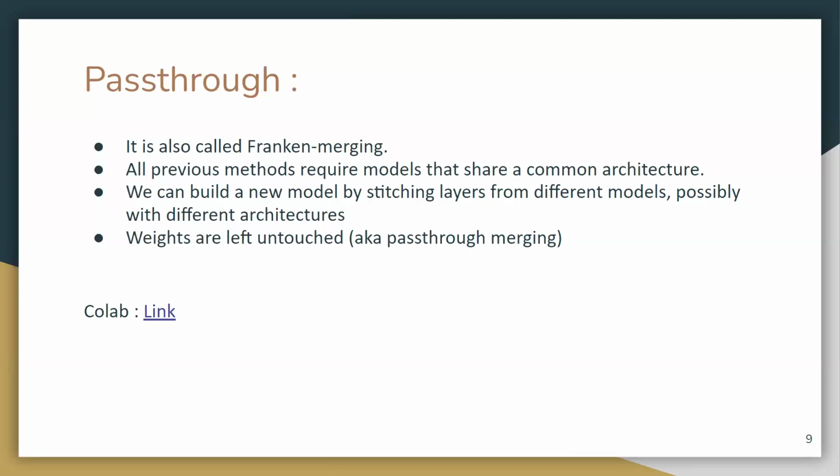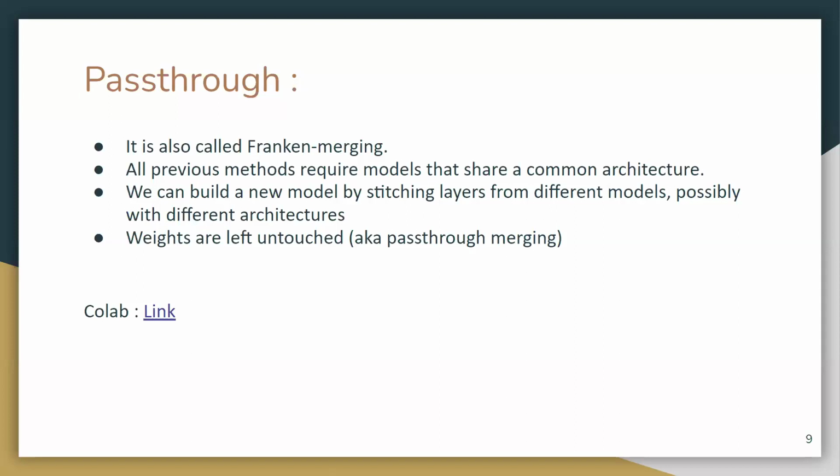The pass-through is also called Franken merging. All those previous techniques we discussed require that the models being merged share a common architecture, because there we are averaging, adding or subtracting parameters, so the layers need to match in size. But here we can merge models of different architectures also.